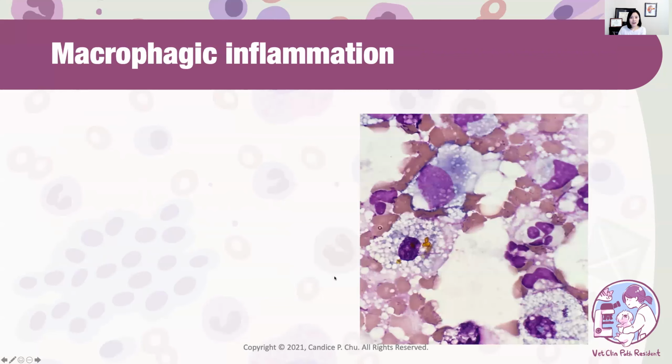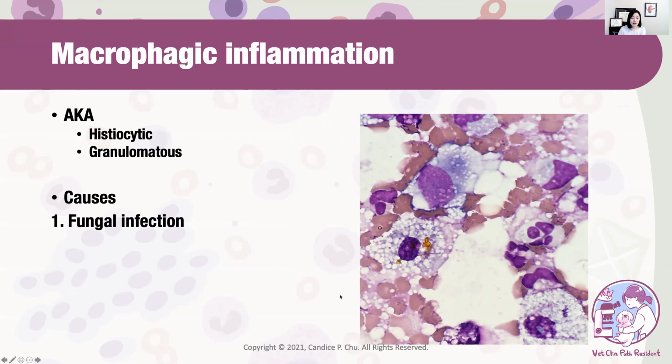And then macrophagic inflammation. Macrophagic inflammation can also be addressed as histiocytic. And there is another term you might be able to use that's called granulomatous. Yes, very good. And there are several reasons for macrophagic inflammation. The most common one is still fungal infection. So think about all the possible fungal organisms that can be associated with macrophagic inflammation.